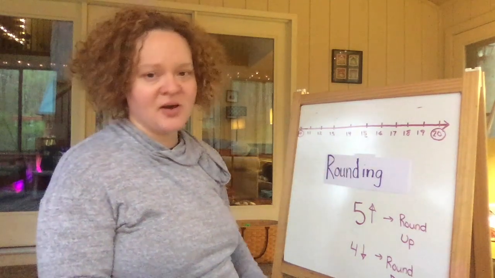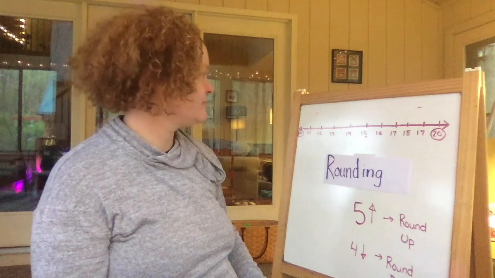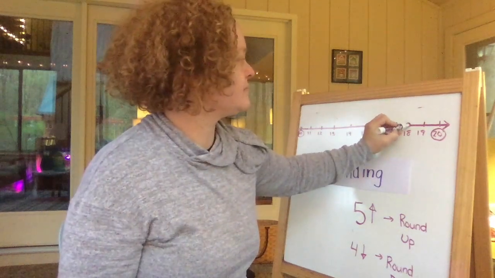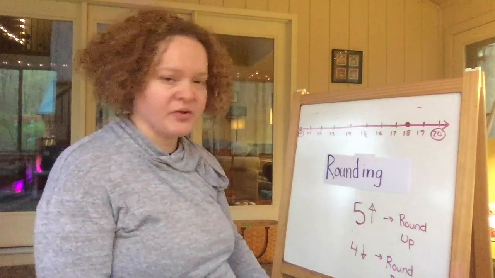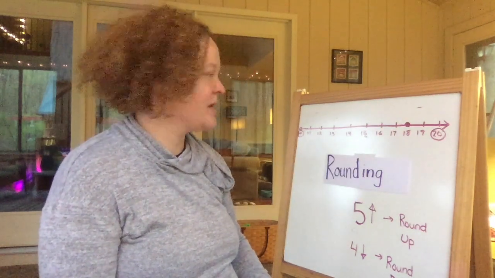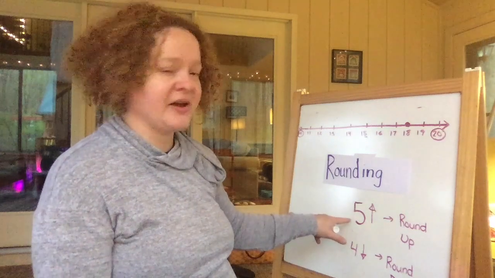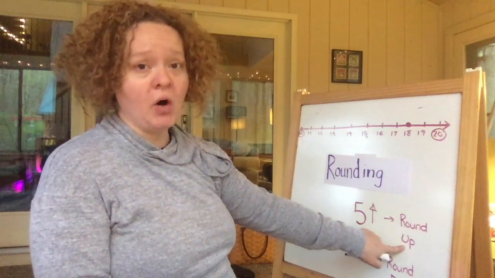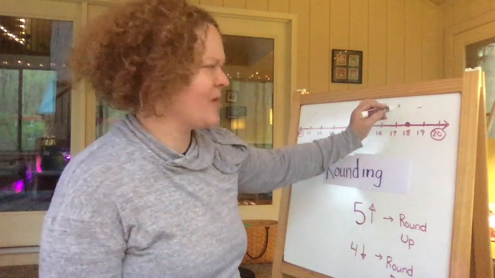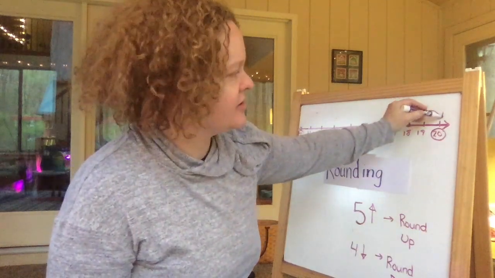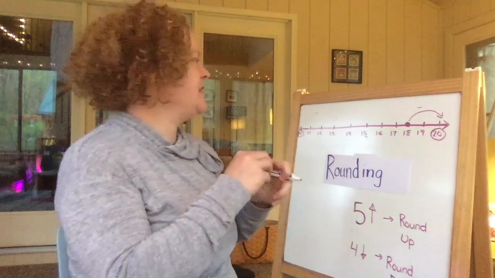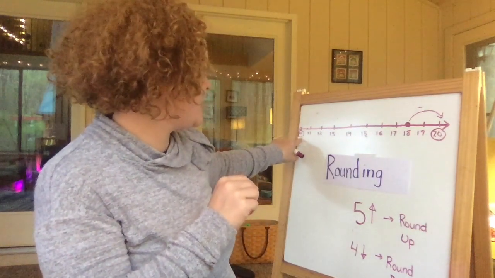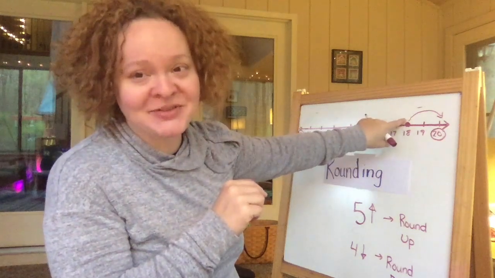Okay? So if we have the number 18 on our number line, well, is 8 higher than 5? Yep. So what do we do? Round up! Why do I? Oh gosh. Your teacher is descending into madness. She misses you. All right. 18 rounds to 20.